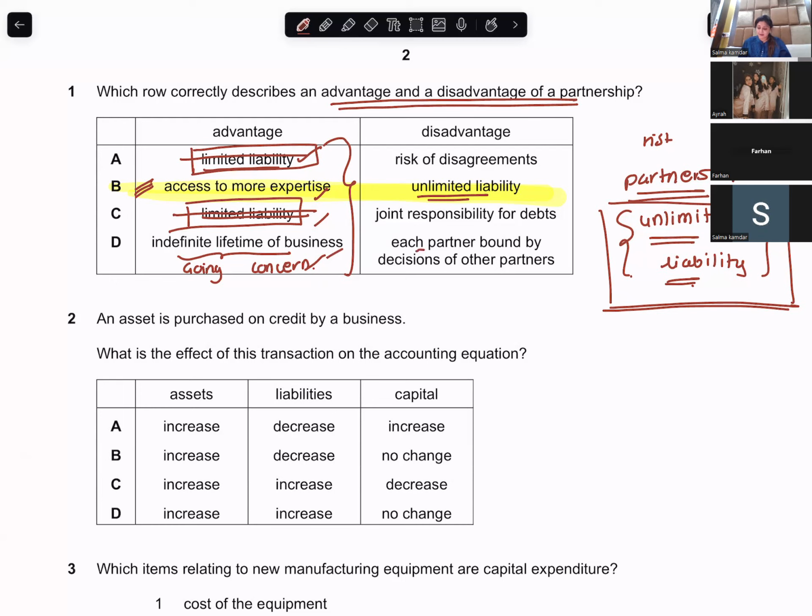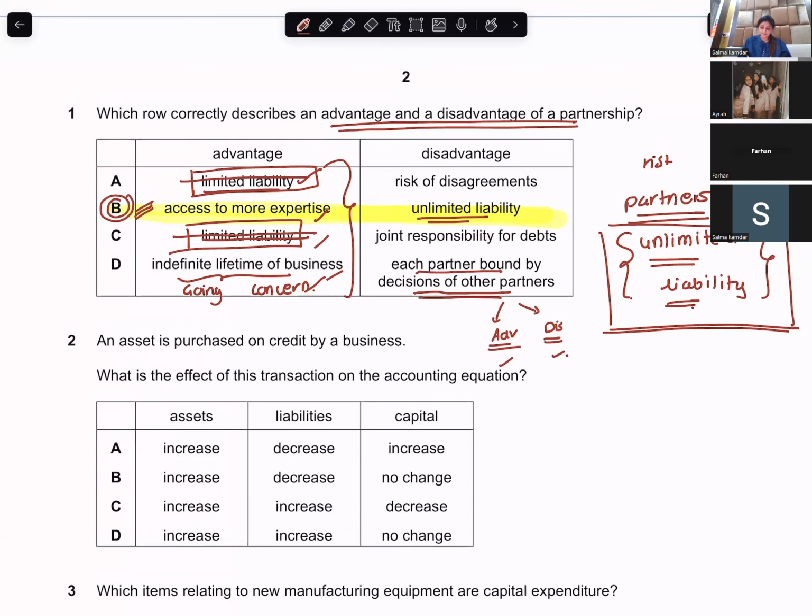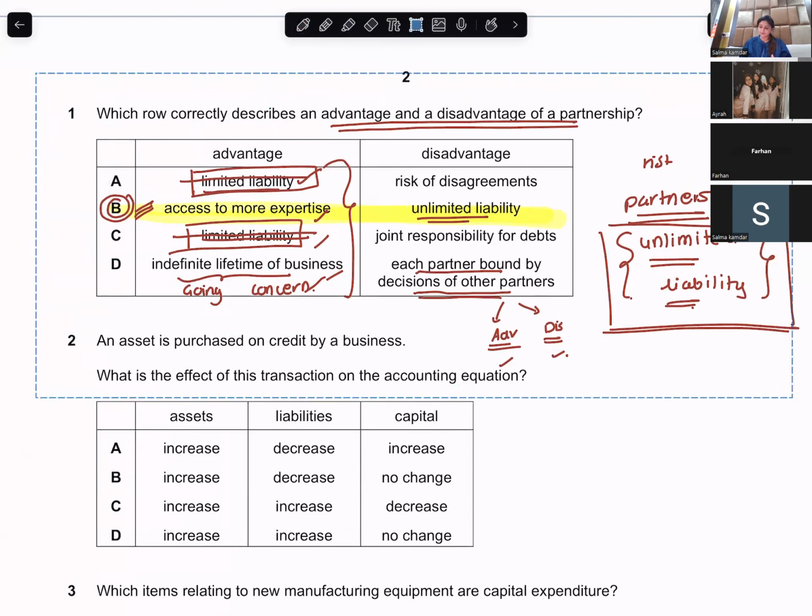Each partner is bound by the decision of other partners. This is dicey. It could be treated as an advantage also. It could be treated as a disadvantage also. If he is making a good decision, advantage. If he is making a bad decision, disadvantage. The more appropriate answer is option number B. Okay, go to the next one.